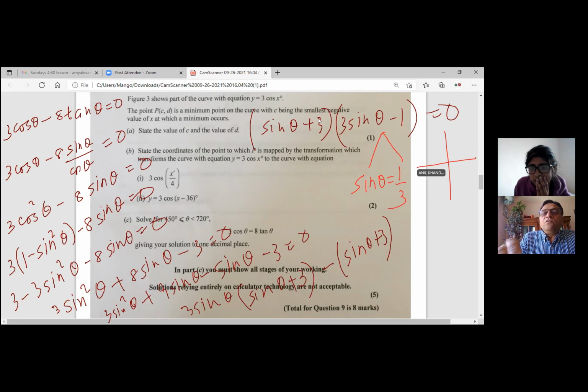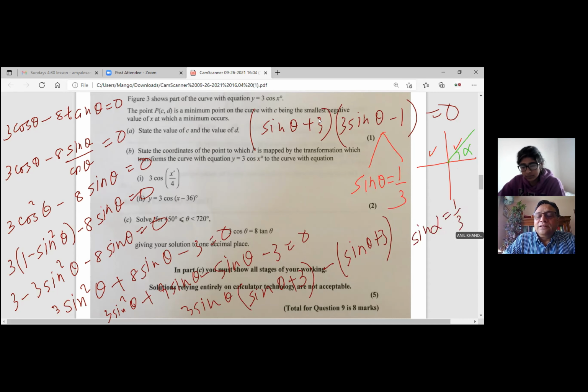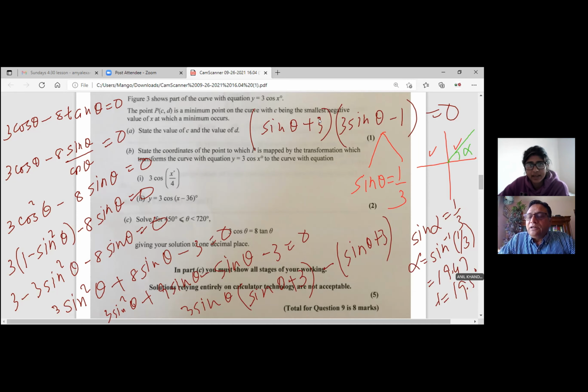Now sine theta is 1/3. Using the CAST rule, we actually get two solutions, in quadrant 1 and in quadrant 2. So basically, we'll find the related acute angle. Let's call this alpha. Normally, books will write beta. So we are saying sine alpha is equal to 1/3. So alpha is equal to sine inverse of 1/3, which is 19.47. So 19.5 maybe. 19.5 degrees is the angle alpha.